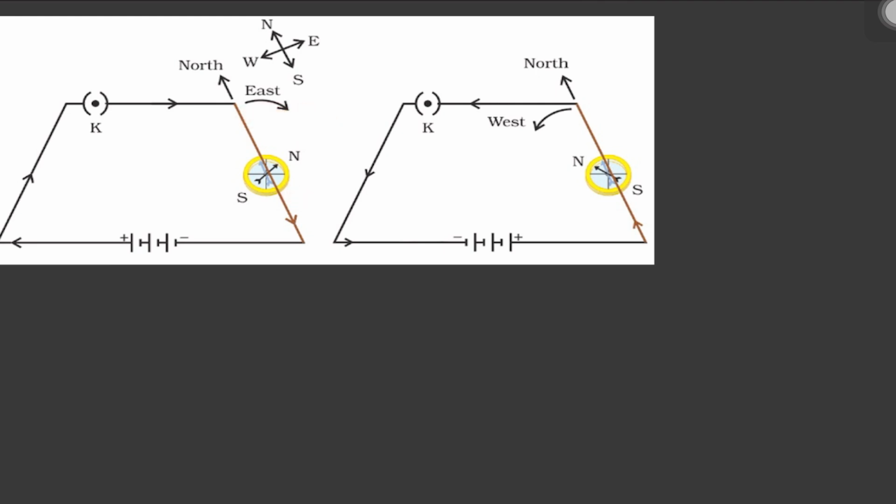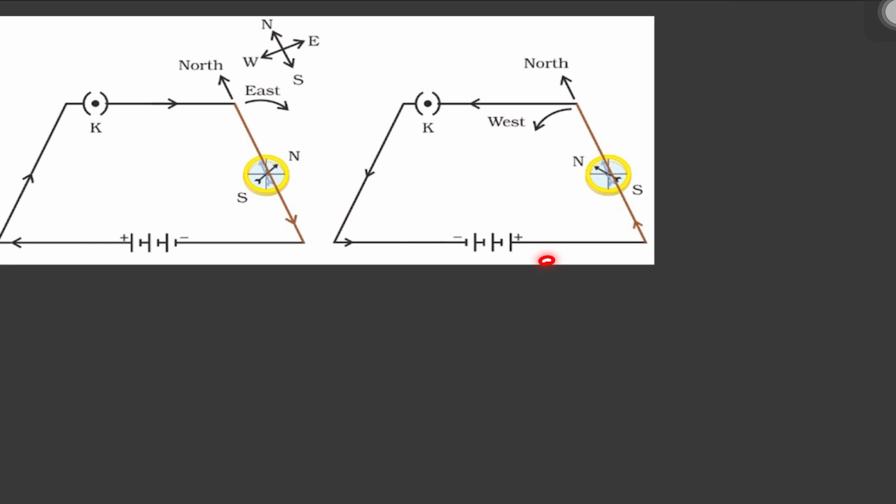In the previous activity, we just discussed that a current carrying conductor will produce a magnetic field. As a result, the compass needle will deflect. Here also, on passing current through the conductor, the magnetic compass needle will deflect. But we are observing the direction also. We are observing the direction of current as well as the magnetic field. So when the direction of current is from north to south, the compass needle will deflect towards the east.